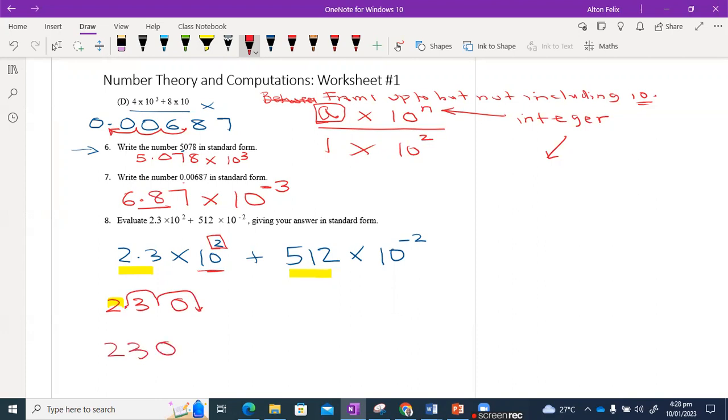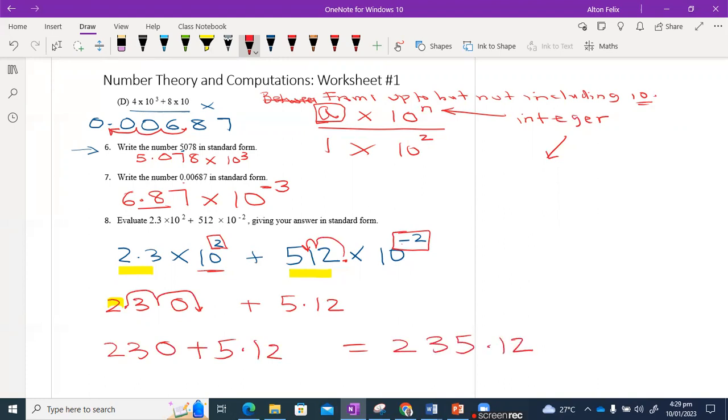There you go. And let's try this one. Notice the point is understood to be right here this time. It's 512, a whole number, so the point is understood after the 2. And we are moving this how many places? 2 places, but because it's a minus sign, you're moving this point 2 places to the left. 1, 2. So this is equivalent to 5.12. So really and truly, you're adding 230 to 5.12.